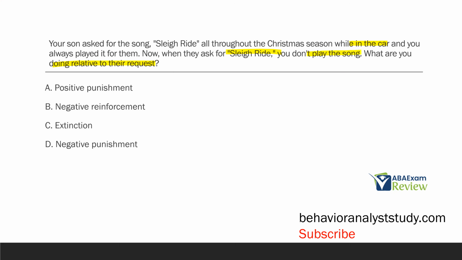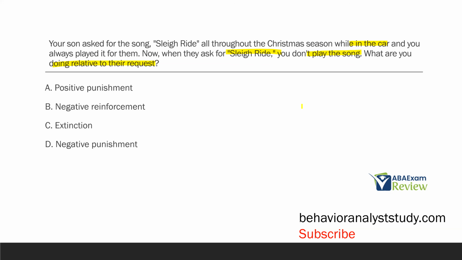Previously, what would you do? They would ask for Sleigh Ride, you would play the song. They kept asking for Sleigh Ride. You previously were providing positive reinforcement. Now, when Sleigh Ride is requested, you don't provide the reinforcement. You withhold the reinforcement because you don't play the song. So when we withhold reinforcement for a previously reinforced behavior, what do we call that?